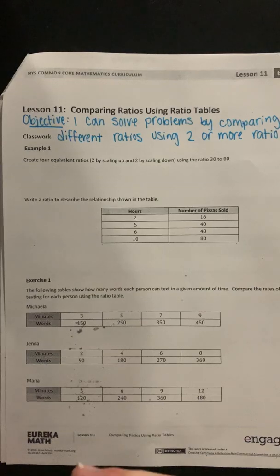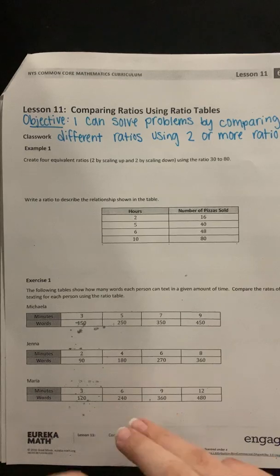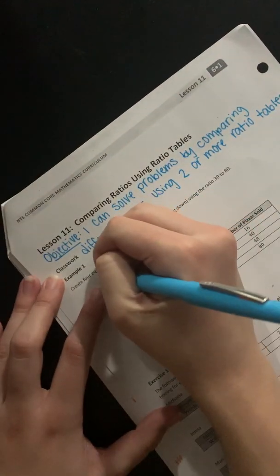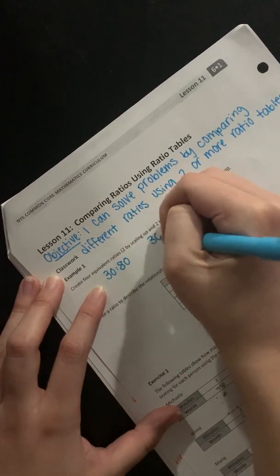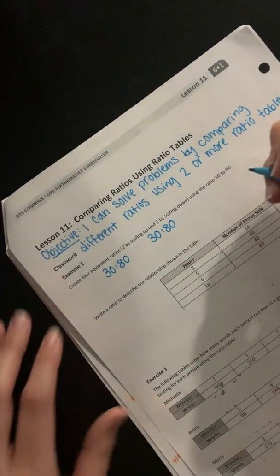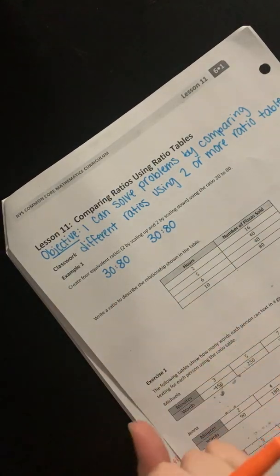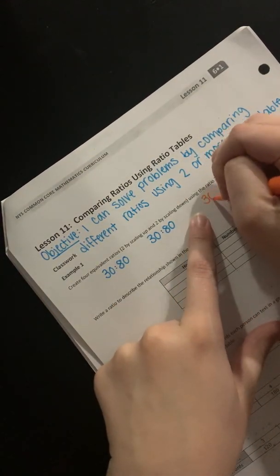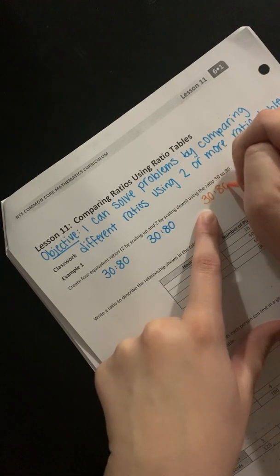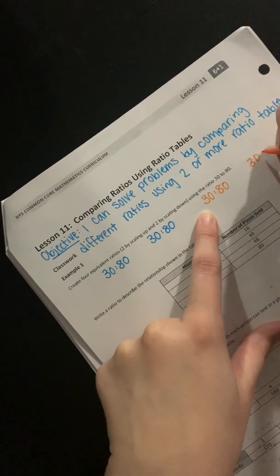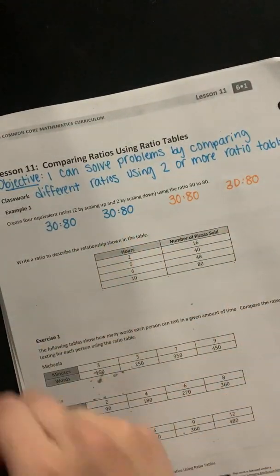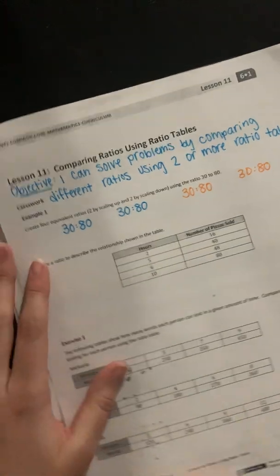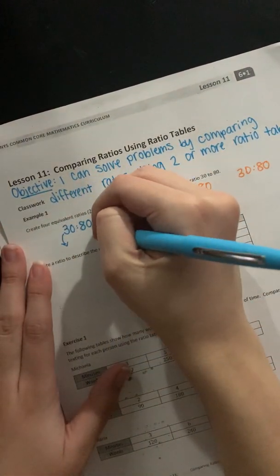Create 4 equivalent ratios, 2 by scaling up and 2 by scaling down using the ratio 30 to 80. So we're starting with this. They want 4 equivalent ratios. 2 of them need to be larger and 2 of them need to be smaller. So I'll use 2 different colors to show my 2 larger and then my 2 smaller. If I'm making equivalent ratios that are larger, I need to multiply by the same thing on each side.